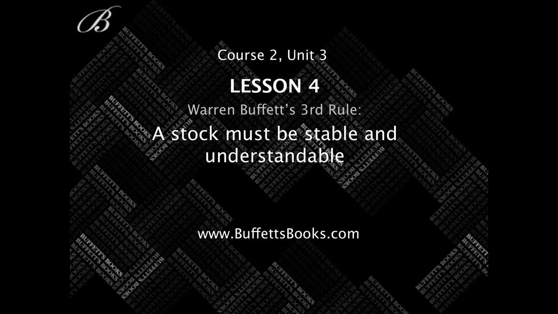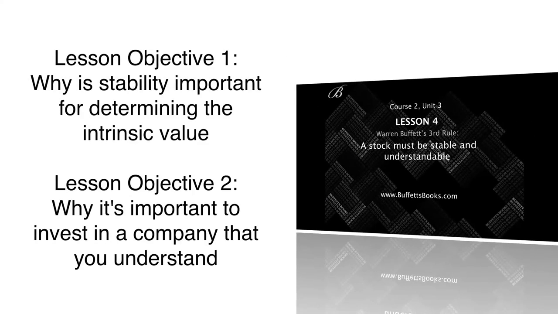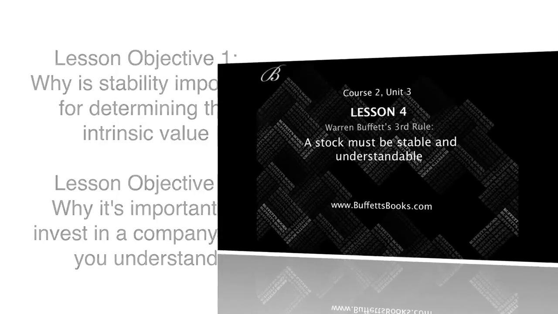Welcome to Course 2, Unit 3, Lesson 4, Warren Buffett's third rule, a stock must be stable and understandable. In this lesson, we have two lesson objectives. The first lesson objective is to understand why stability is important for determining the intrinsic value. And the second lesson objective is why it is important to invest in a company that you understand.